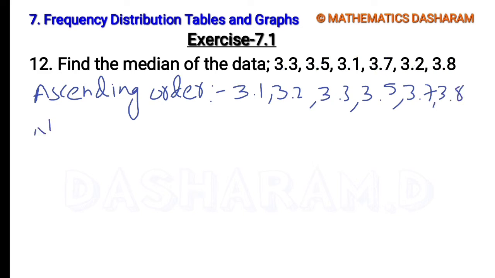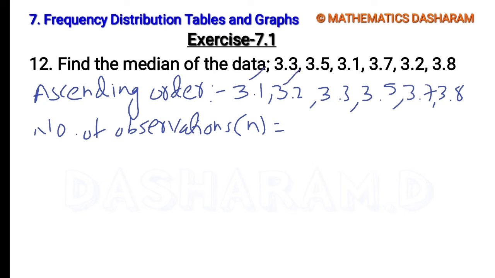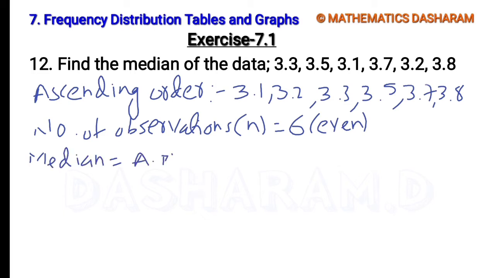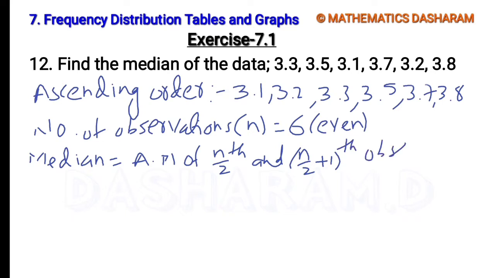So here, total how many observations? Number of observations, in the bracket small n, equals 1, 2, 3, 4, 5, 6. Total 6 observations. But 6 is an even number. So therefore median equals the arithmetic mean of the n by 2 and n by 2 plus 1th observations.